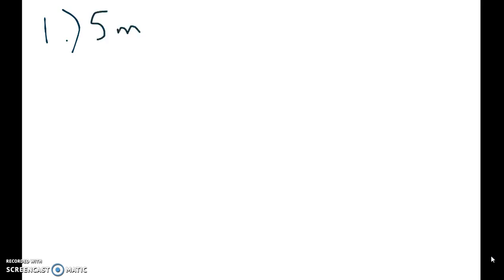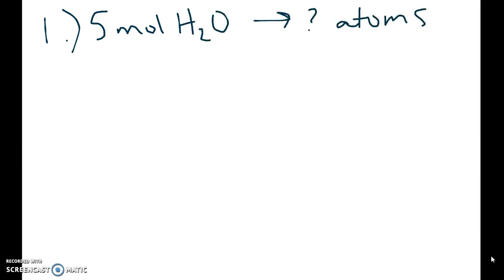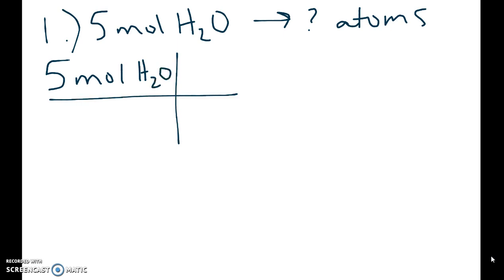So I have 5 moles of H2O, and I want to know how many atoms that is. Well, I know I have this conversion between moles and atoms. 1 mole is 6.022 times 10 to the 23rd atoms. So I'm just going to set up my dimensional analysis to go ahead and solve for this. So I have 5 moles of H2O. Whatever unit I have on top is the unit I have to have on the bottom. So moles to atoms. And I know in 1 mole there's 6.022 times 10 to the 23rd atoms.